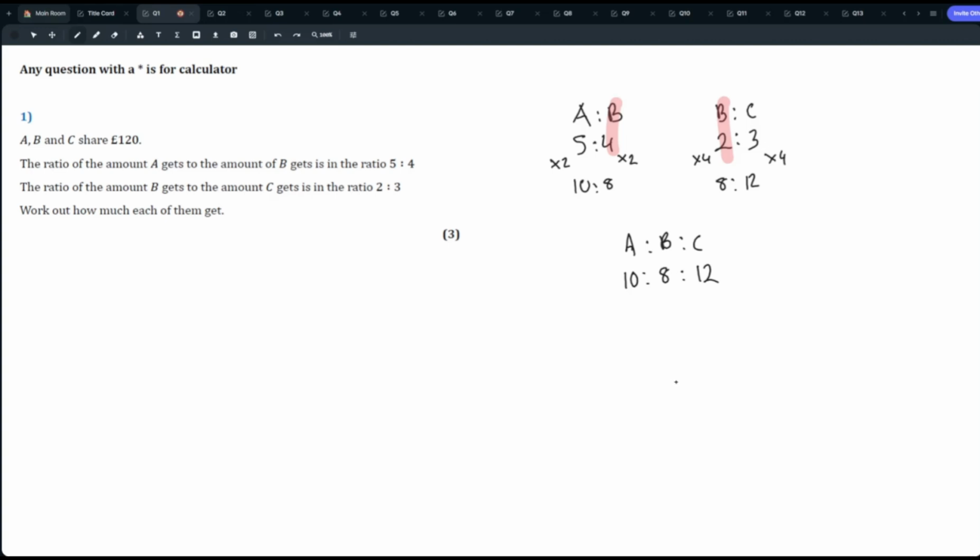10, 8, 12. What we can do is just add all these parts together. So that's 18 add 12, which is 30. So 30 parts in total, and we're dividing those 30 parts into 120. So that is £4 per part. Now we just multiply each of these by 4, so that'll be £40, £32, and 12 times 4 is £48. Okay, that is our ratio, and we are finished.